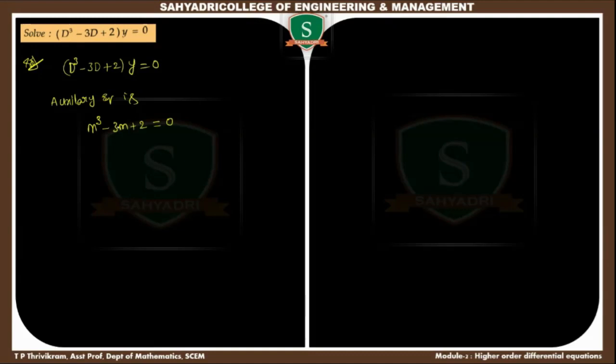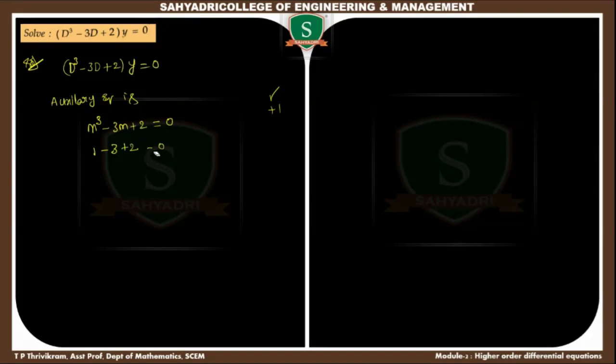How will you get the initial solution? What I said, substitute plus 1 or minus 1. So if I substitute plus 1, what happens? 1 cube is 1, minus 3 plus 2. We are getting 0. So directly for plus 1, we are getting 0.